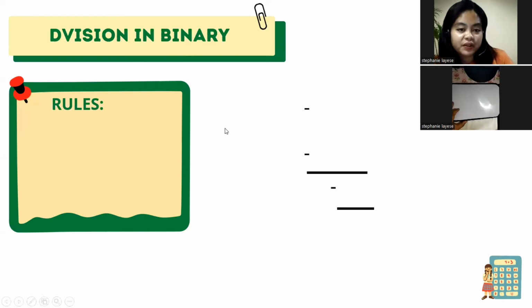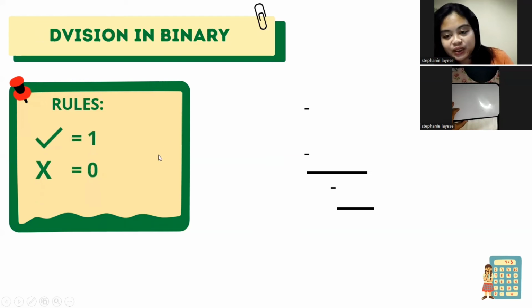Now, welcome to division in binary. The rules are, if we can divide the given number, then we put 1. And if we cannot divide the number, then we put 0. All right, let's start.